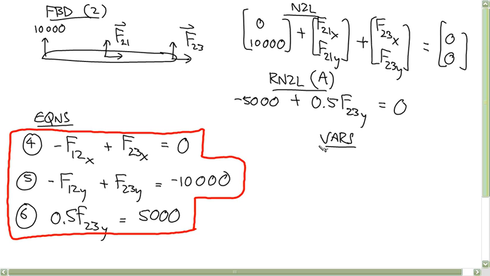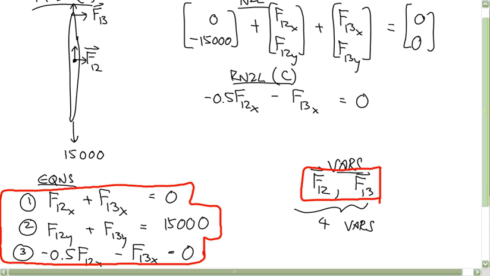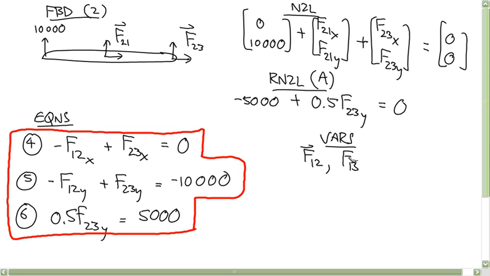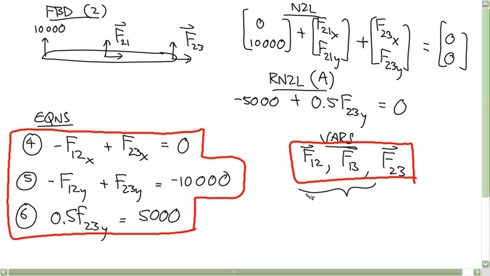And your variables, we still have the same ones we had before, 1 2 and 1 3. And the only thing we've added is the force vector F2 3. Okay. So now we have 6 variables, 6 equations, so we can solve this system now. Anybody get that same set of equations I got?